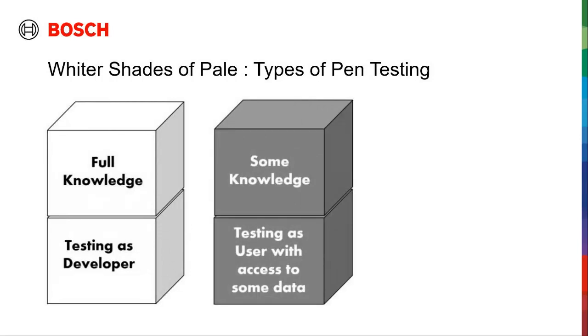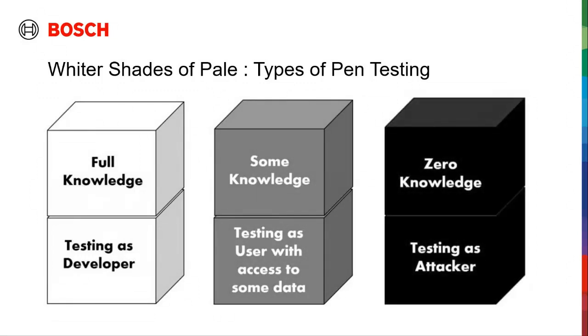The second type of testing is known as gray box testing. In this scenario, the tester has some but limited knowledge of the product or system that he's working with. The last type of testing is known as black box testing. In this scenario, the tester has zero knowledge and is basically acting as a hacker or an outsider trying to attack the system.